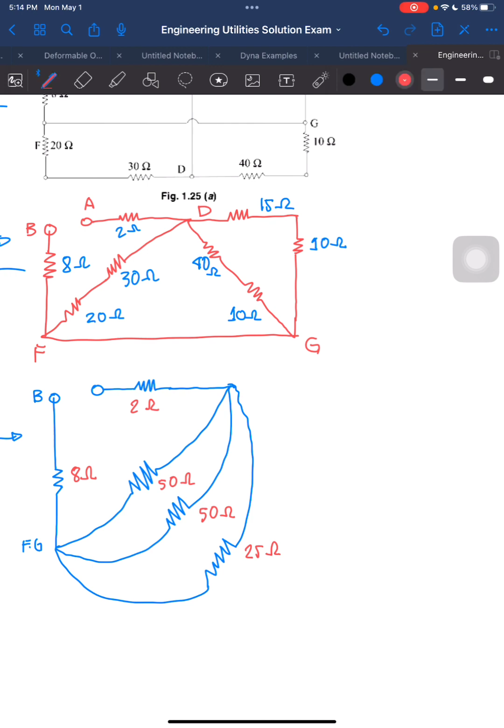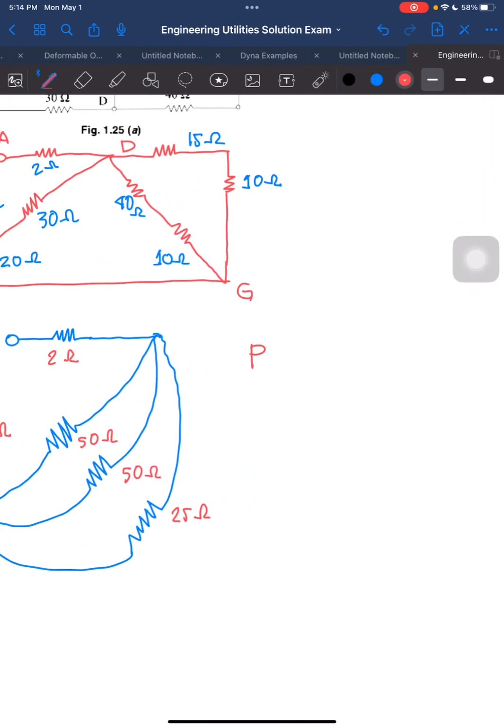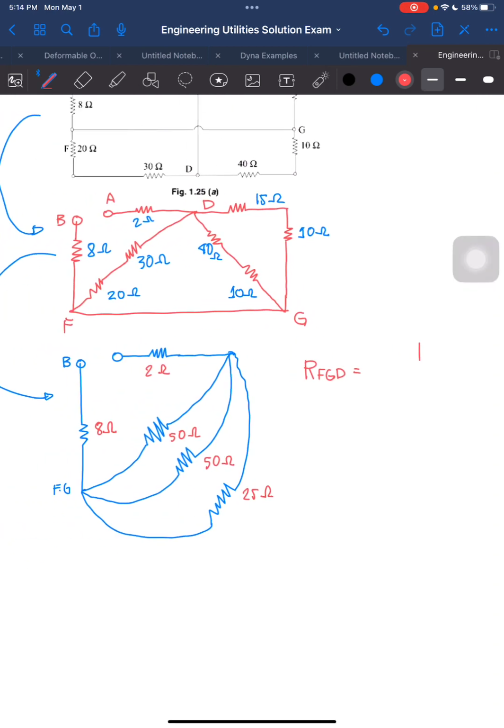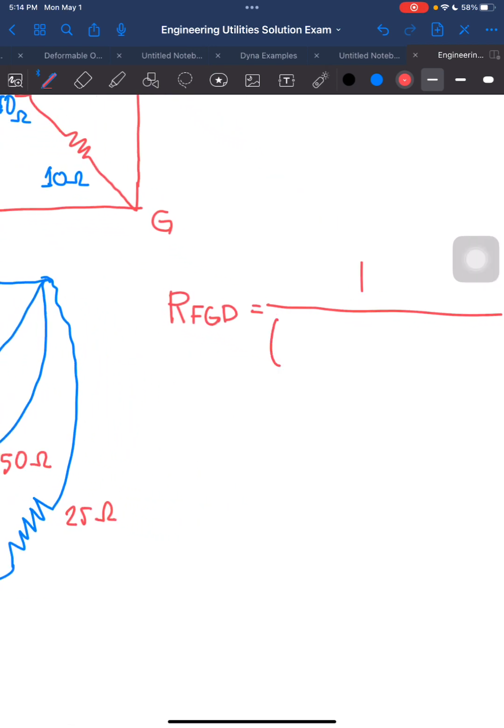O pwede nating sabihin na ang resistance at FGD is equal to 1 over 1 over 50 plus 1 over 50 ulit plus 1 over 25.